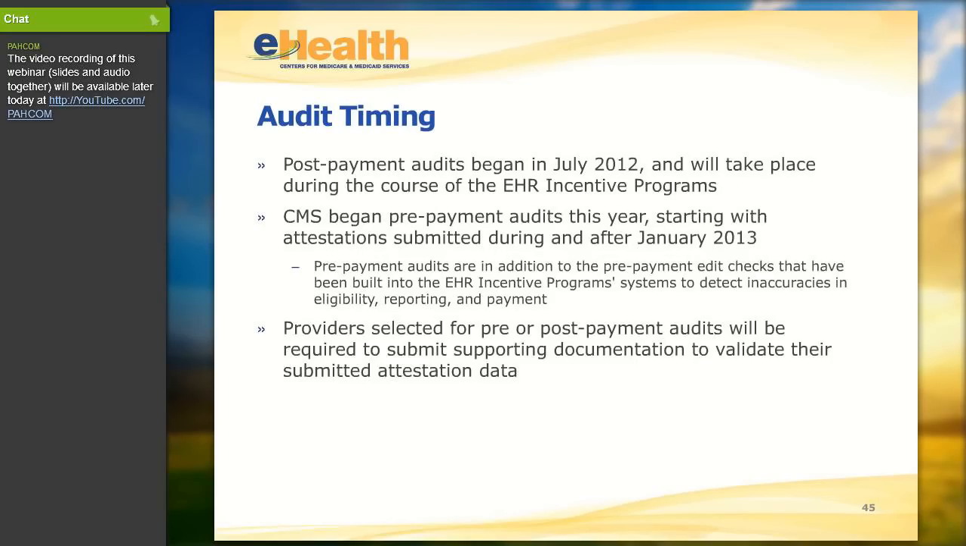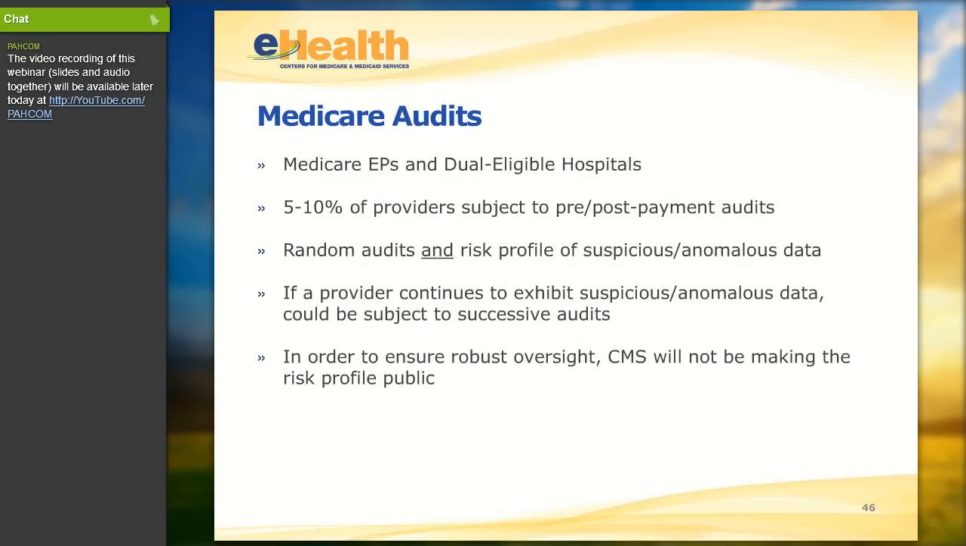We do both post-payment and prepayment audits. So you may have a prepayment audit where we ask for additional information before we actually issue your payment. We also have post-payment audits, so somebody could come around as much as a year afterwards, maybe even longer, and ask for some documentation about an incentive payment that has already been issued. You basically will be asked to submit supporting documentation that will validate the attestation data that you submitted to us.